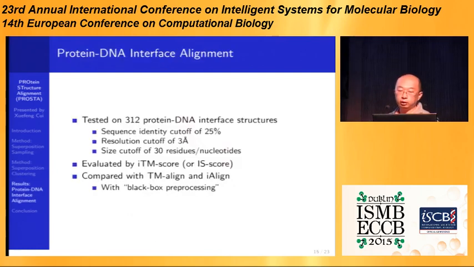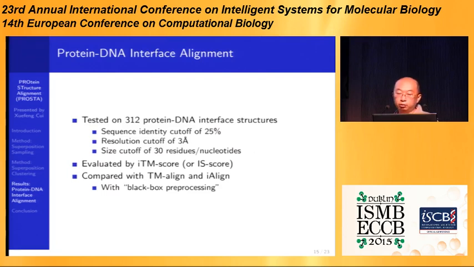So we evaluate our method on this test set of 312 protein DNA interface structures. These structures are non-redundant and of high quality. And we evaluated the quality of the alignments by using ITM score. ITM score is a modified version of the TM score, and it was also introduced by the iAlign method. So we didn't try to invent new scoring functions in our method. We just try to improve the alignment method, to find the best way to find this optimal alignment.